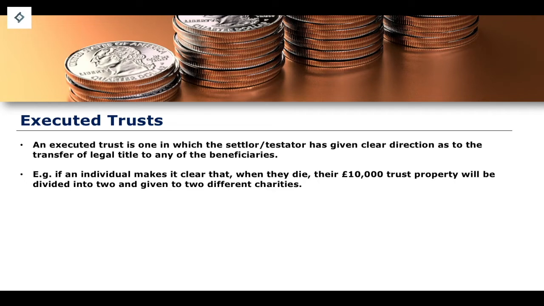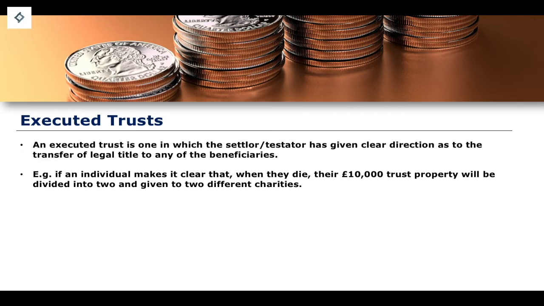So, for example, if an individual makes it very clear that when they die, their £10,000 trust property will be divided into two, 50-50, and will be given to two specific charities. Okay, let's say they're given to the RSPCA and Cancer Research. Okay. This is considered to be an executed trust, because what is happening here is the settlor or the testator has put that property on trust, the £10,000 assets, and they have given a very clear direction to the trustee that at which point when they die, or at any other point in time or whatever, you are to do this thing with the property.